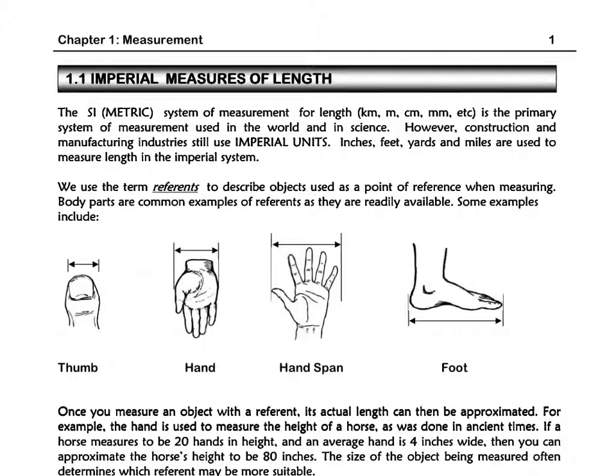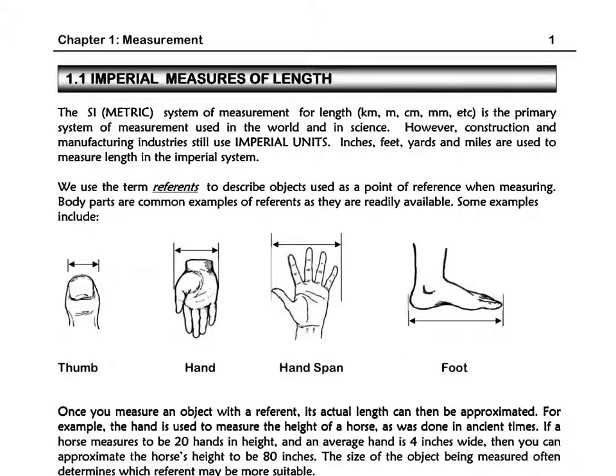And even though the metric system is supposedly the worldwide system, there are still some countries, particularly the United States, one of our closest neighbors, that use the imperial system of measurement. And so, to be familiar with that, we're going to learn a little bit about the imperial system of measurement and how it relates to the metric system of measurement. So the first thing we're going to talk about is reference.